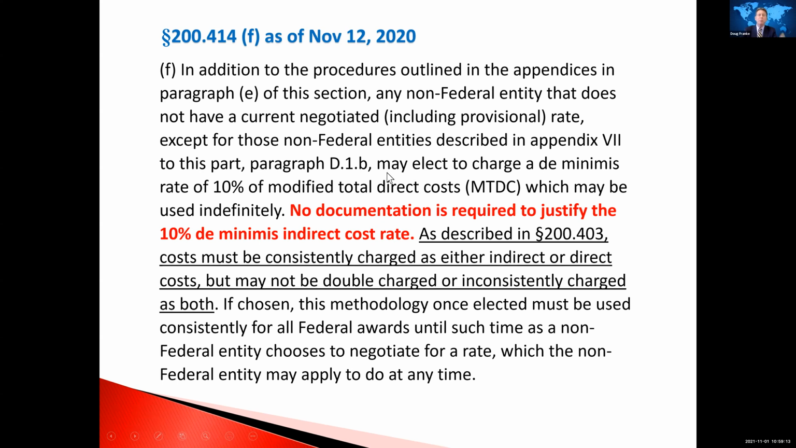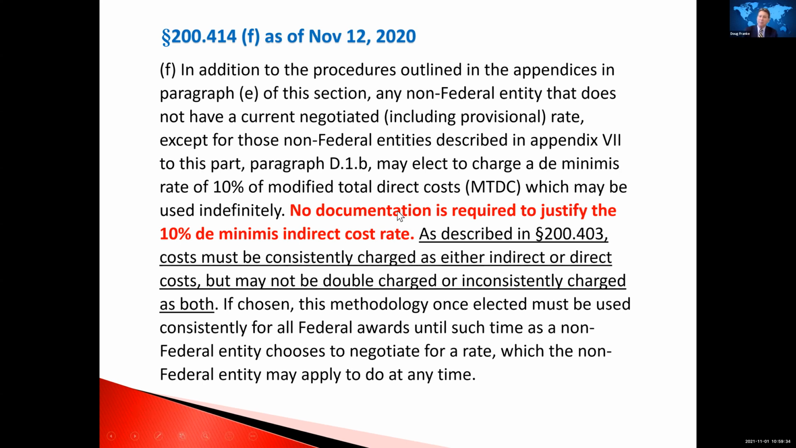Notice it goes on to say you may elect to charge a de minimis rate of 10% of MTDC. It's an election, it's a choice. You're supposed to get the choice to choose it. And I showed you in the subrecipient section where a prime is now expected to give the 10% to the sub. So if I were all of you, primes and subs, I would assume a 10% de minimis.